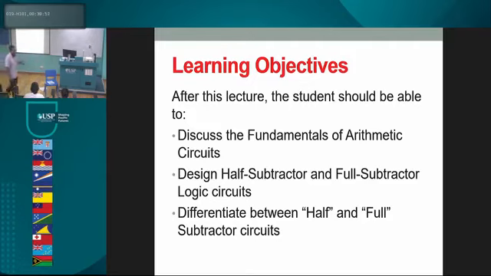Once you get those gates done, you put a couple of gates together to make a circuit. What we started yesterday is showing you how to build arithmetic circuits. Yesterday's lecture was on half adders. Today's lecture is on half subtractors.